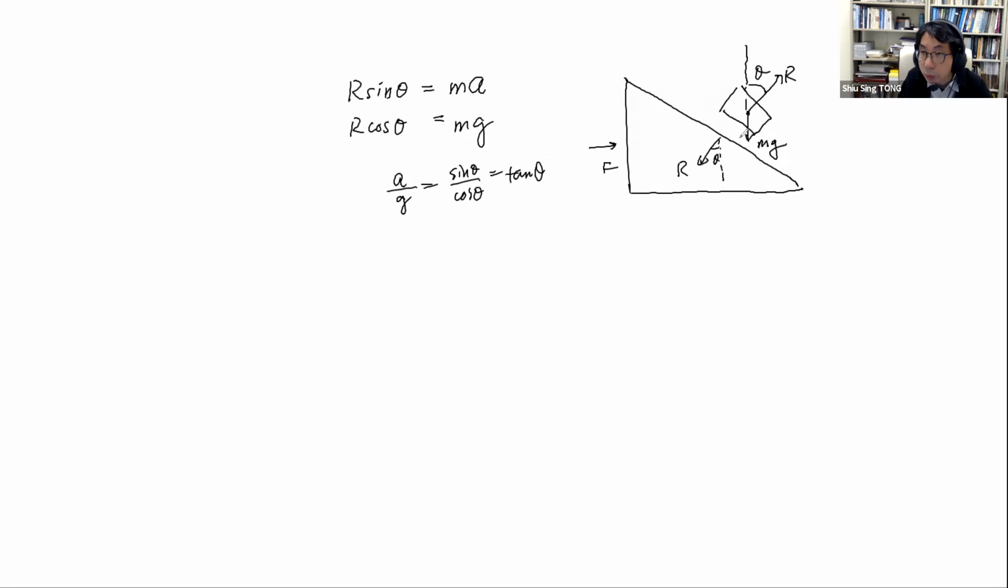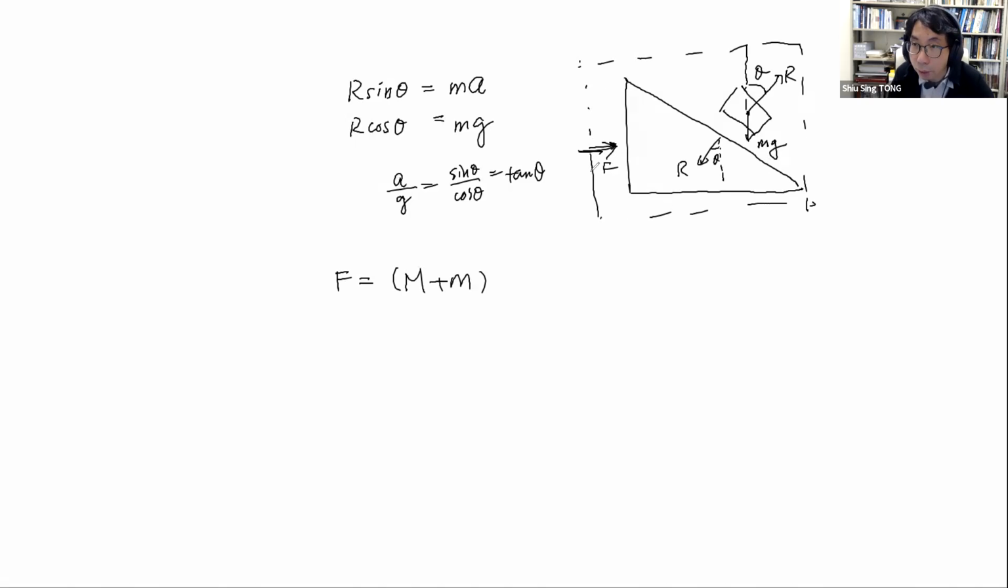when you take the two bodies as a whole in a free-body diagram and set up Newton's second law, the internal forces are not important. The internal forces will not be considered if you take the two bodies as a whole. And in that case, you will have the total mass of the system as M plus m, right? That is the total mass for the system. You now regard this as a whole body. So this is only the external force. The horizontal force is the only external force.